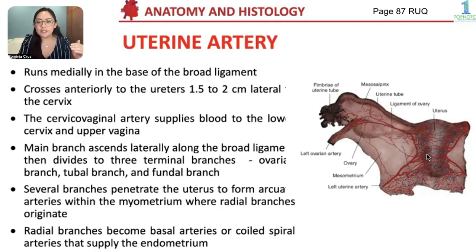From your arcuate arteries, doon magbabranch off yung radial branches. And it would traverse further inward into the endometrium to become the basal arteries or your spiral arteries. The basal arteries are also called your straight arteries, which would supply the basal layer of your endometrium, while the spiral arteries are your coiled arteries, which would supply the functionalis layer of your endometrium. This is the layer which would be shed off during menstruation. So kahit yung arteries natin sa loob ng uterus comes from your uterine artery.